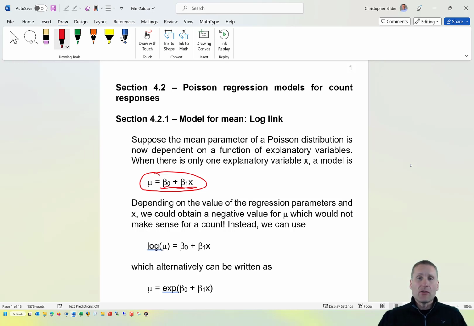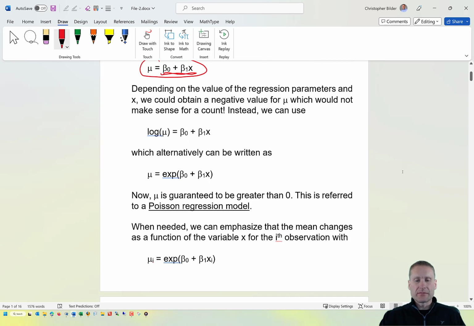So what we need to do is work with the transformation of our equation so that we do not have to worry about having a negative mu value. The transformation simply is to use the log of mu is equal to beta 0 plus beta 1 times x. This can alternatively be written as mu is equal to the exponential function evaluated at beta 0 plus beta 1 times x. This then is referred to as our Poisson regression model.